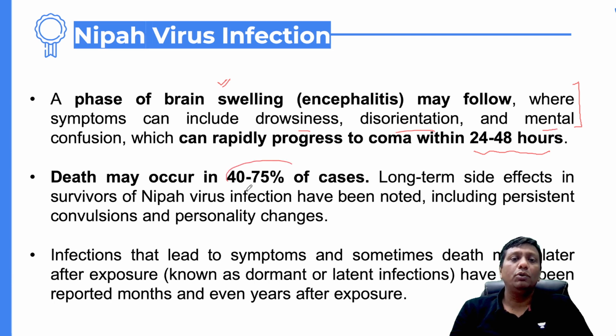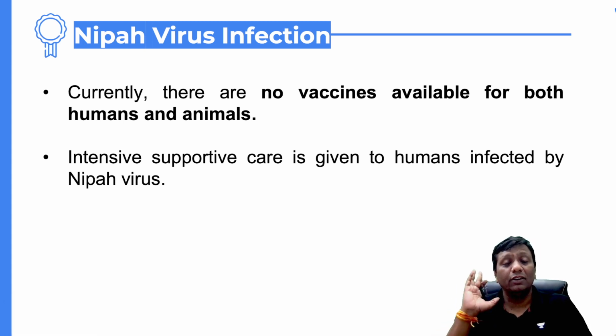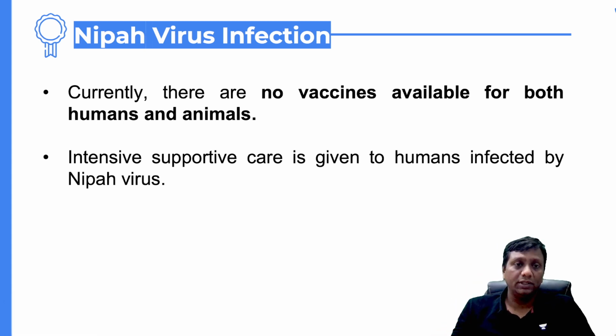The death rate, I told you, is 40 to 75%. It is very, very high, guys. Sometimes death even happens years after the exposure. A person got treated, but still the person is surviving, and can even go up to the death level up to 1 year also in this case.